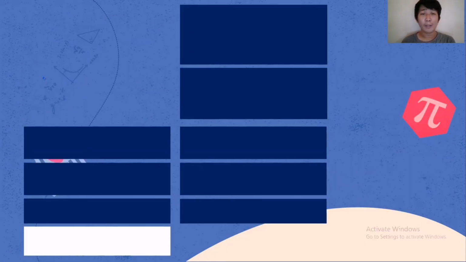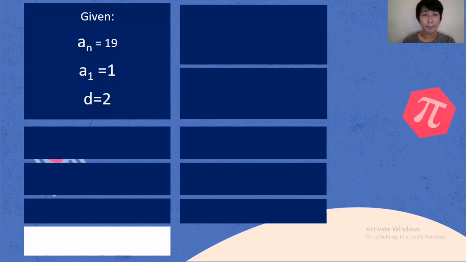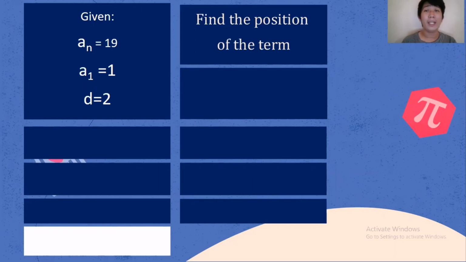Let's now try to solve other problems. Given a sub n is equal to 19, a sub 1 is equal to 1, d is equal to 2. In this given, n is missing. That's why we are finding the position of the term.